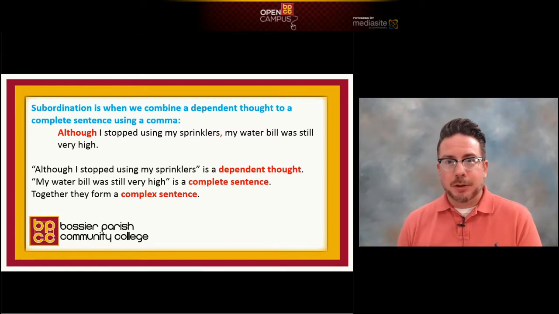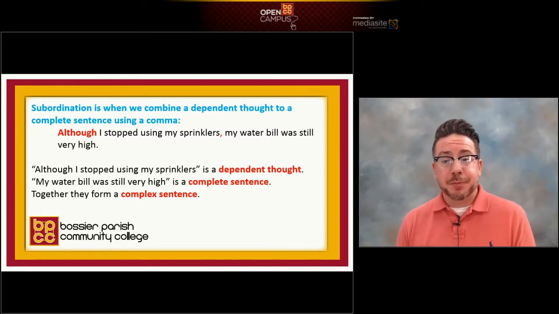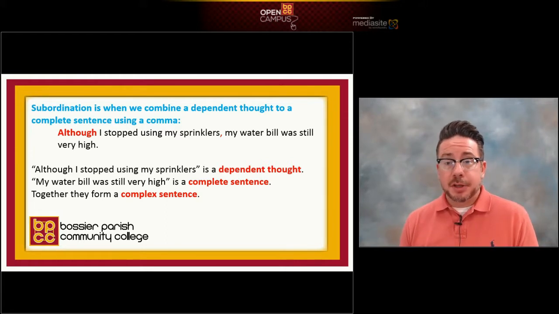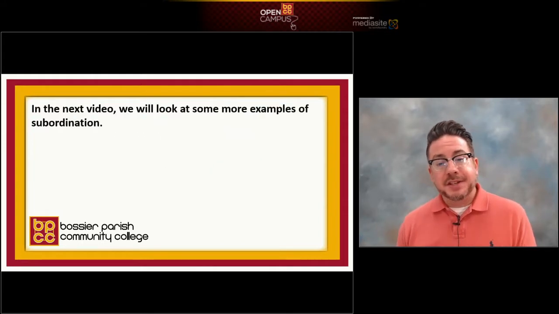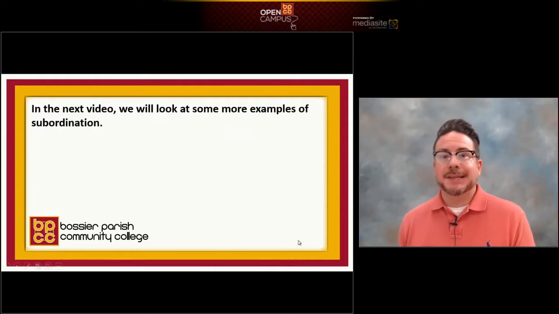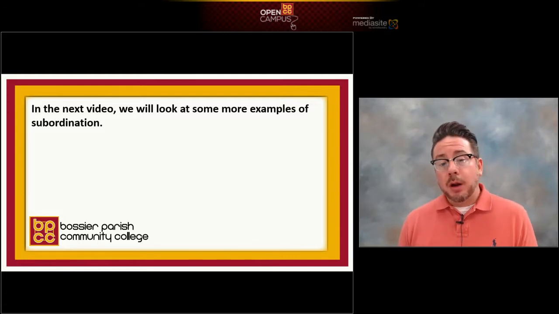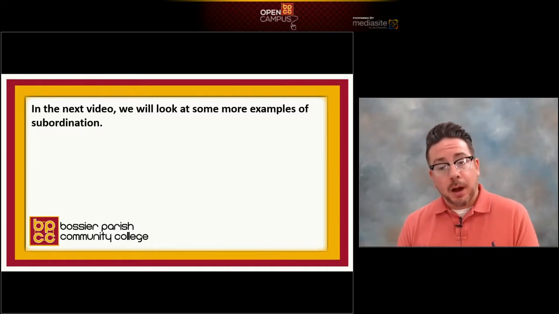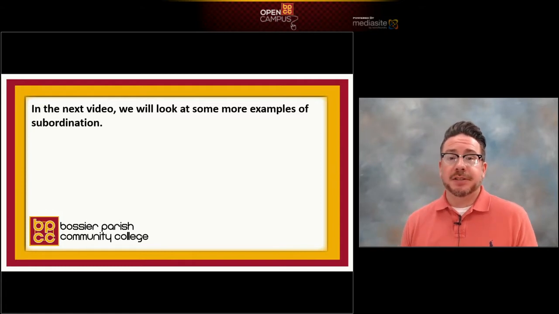Let's take our sprinkler example one step further. Although I stopped using my sprinklers, my water bill was still very high. So now we have what we call a complex sentence. Although I stopped using my sprinklers is a dependent thought. My water bill was still very high is a complete sentence. That sentence would stand alone by itself just fine. When we put them together with a comma, they form a complex sentence.